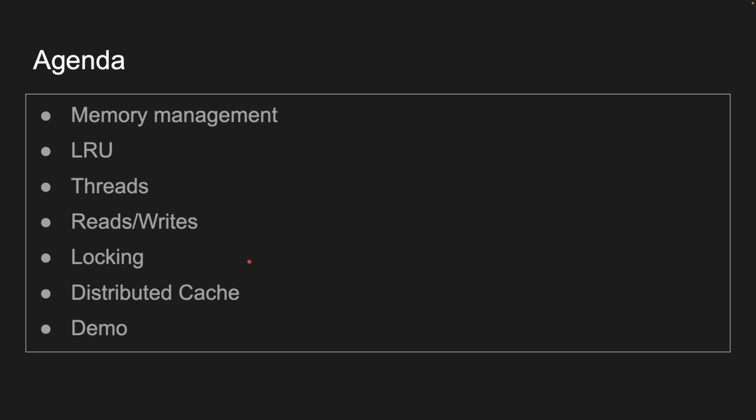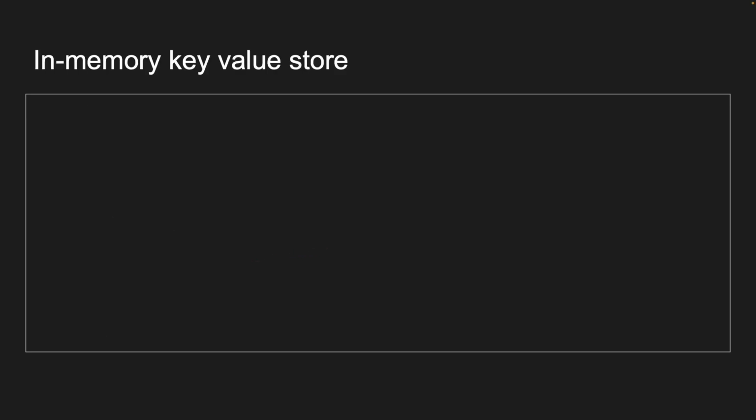And then we're going to go through a demo. We're going to use Docker because you can spin up a lot of instances in Docker really easily. Let's do that. So, in-memory key value store, what's that really? We're going to talk about some terminology here specific to Memcached.